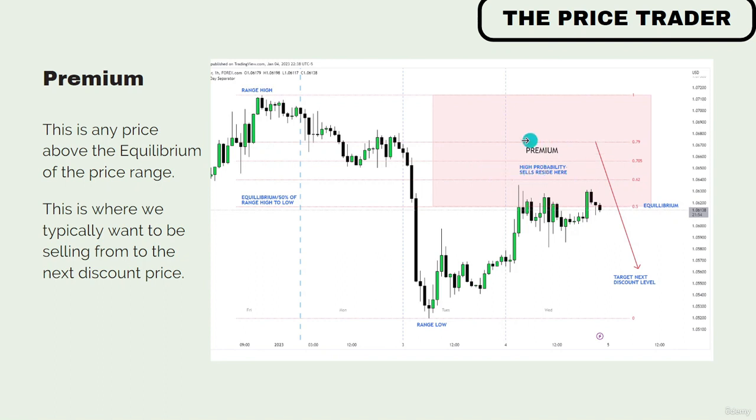So these are high probability sells residing here, because you want to frame your sell entries from premium rather than from discount, because you want a price point that is already showing that the market is overbought up here. So once it hits any of these levels and shows willingness to go lower, you want to target the next discount level, which could be this low down here. So that is essentially how you use the premium.